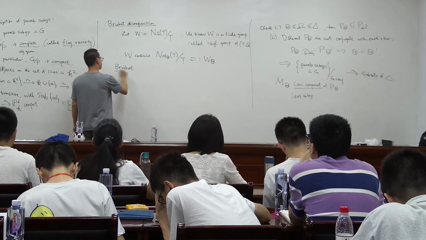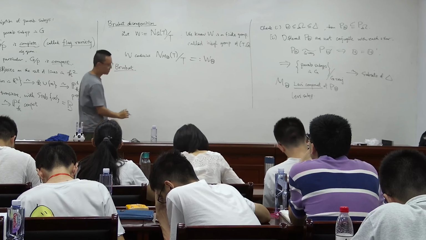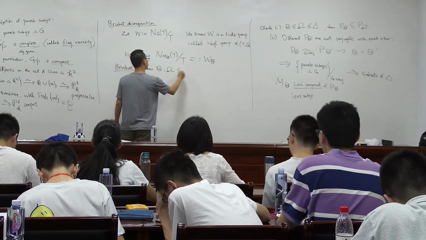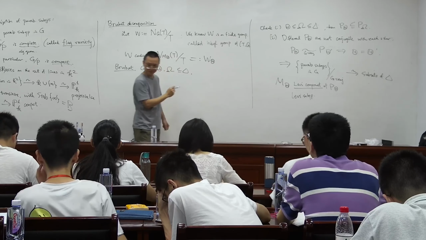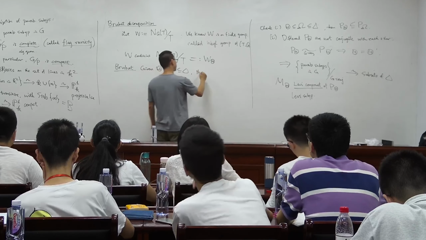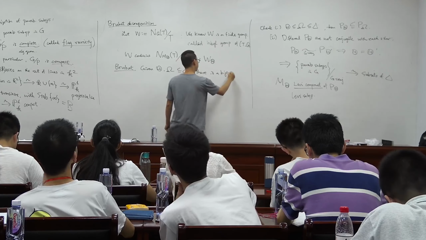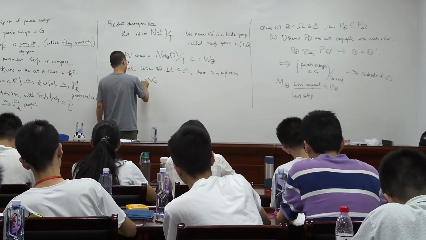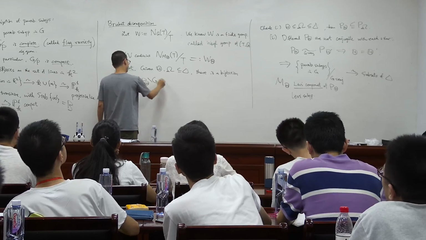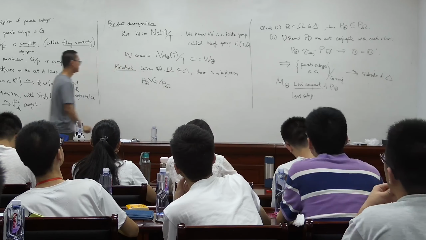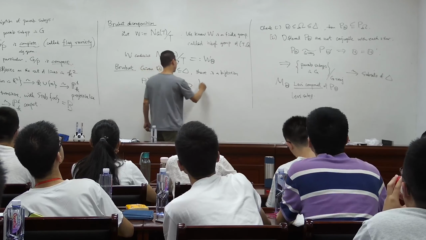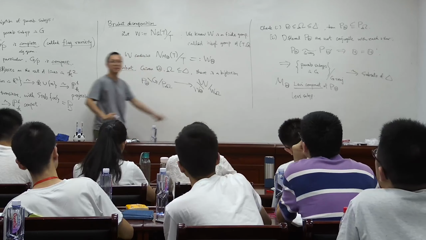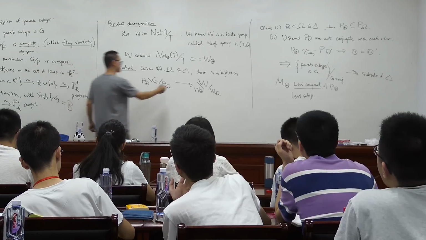So the Bruhat decomposition tells us that if we have two subsets, theta and omega, then there's a bijection between the double cosets of G defined by P theta and P omega, and the double cosets of W defined by W theta and W omega. It's a bijection.